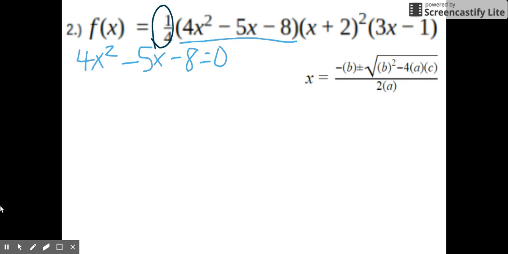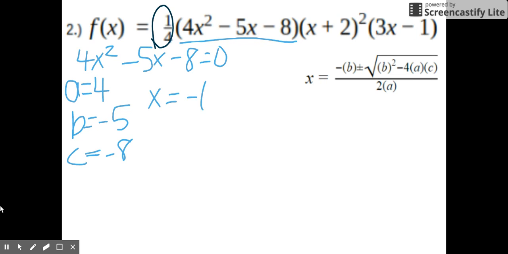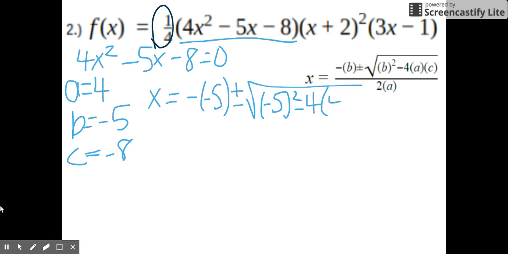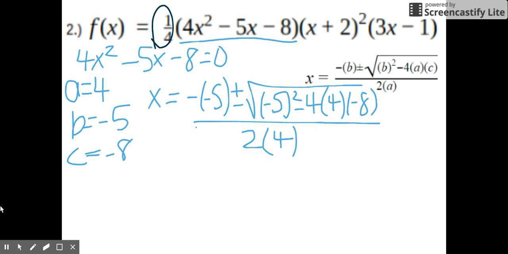So if I plug this into my quadratic formula, which is right here, I need to know a, b, and c. So a is 4, b is negative 5, and c is negative 8. When I plug it in, I get x equals the opposite of b, so the opposite of negative 5, plus or minus the square root of b squared, negative 5 squared, minus 4 times a, which is 4, times c, which is negative 8, all over 2 times a, which is 4.